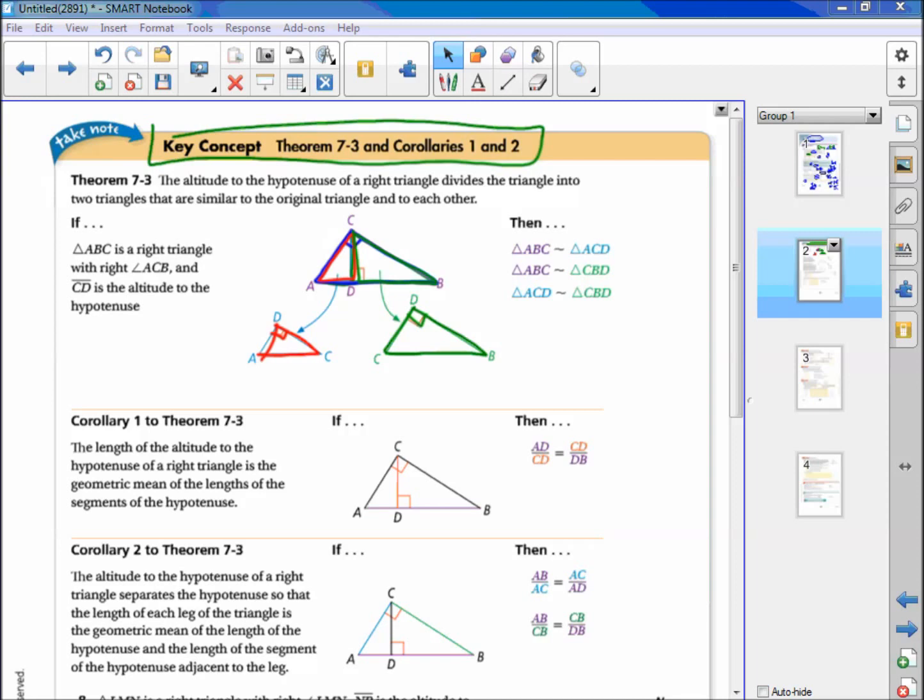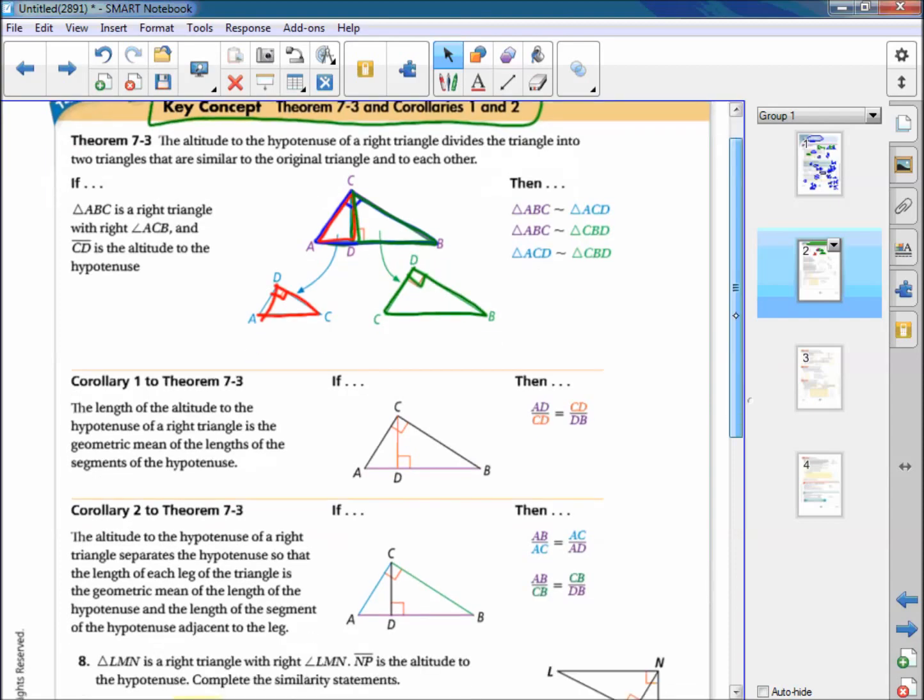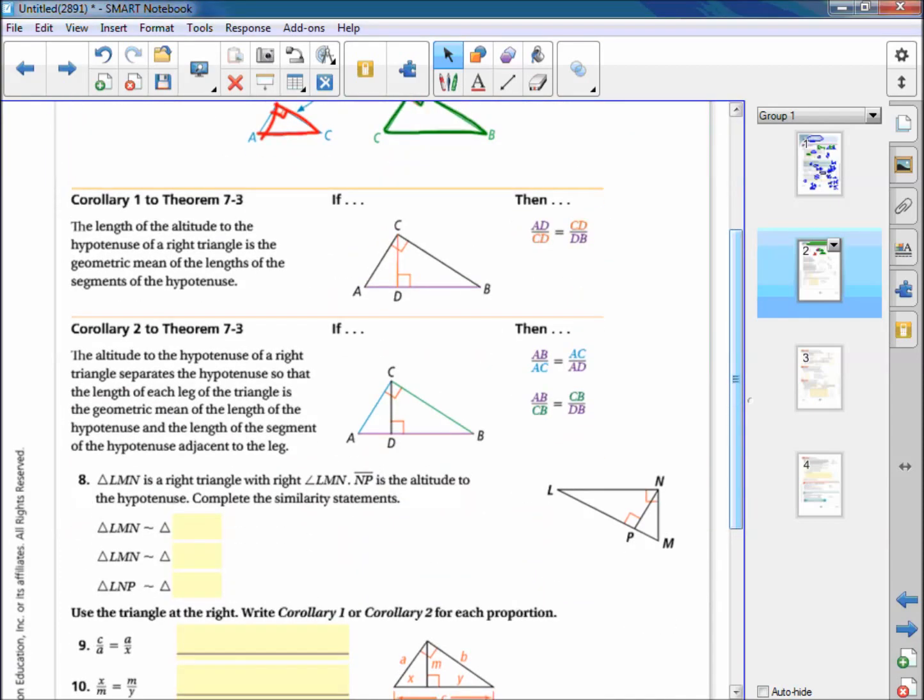All right, then we have some corollaries based on those. So corollary 1 says the length of the altitude to the hypotenuse of a right triangle is the geometric mean of the lengths of the segments of the hypotenuse. Okay, and this comes straight from the fact that these two triangles are similar to each other. So let's show what they're talking about in this one. The length of the altitude, that's the red part through the middle here, that goes to the right angle. It only works to the altitude that goes to the right angle, is the geometric mean of the two little short sides that are formed when it's cut. So this blue one and this green one.